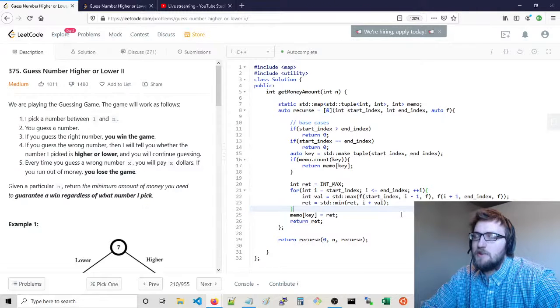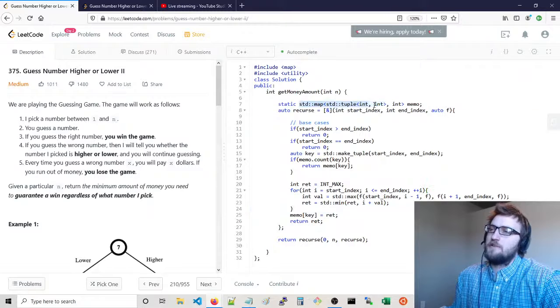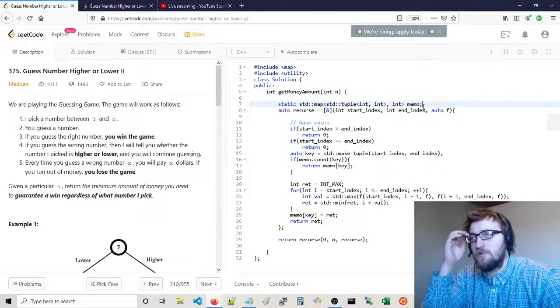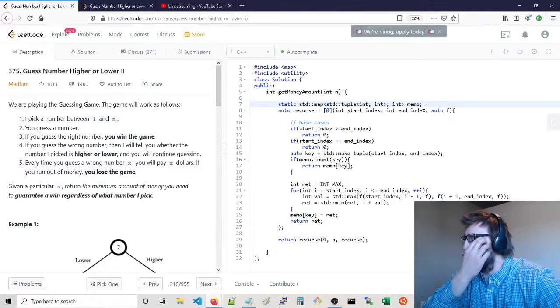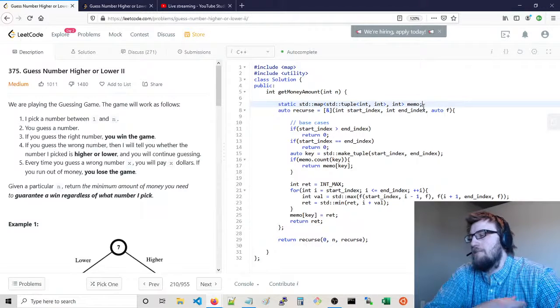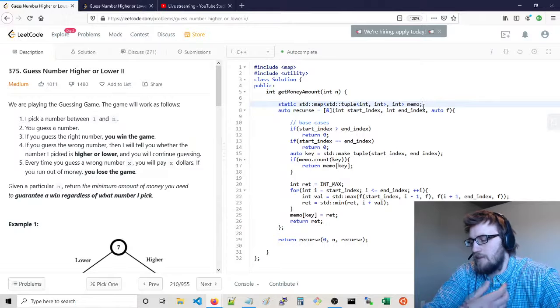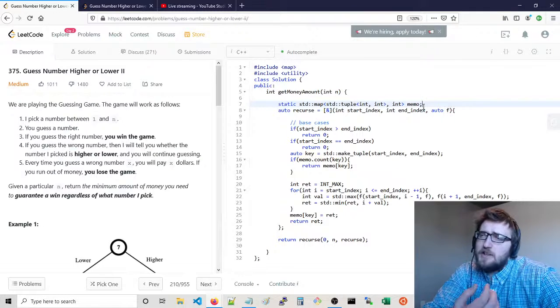And then we can memoize across function calls by making the memo static. We could also have defined our own hash function to make this an unordered map, so that it would be expected or amortized cubic, rather than cubic times log n, which is what it is right now. So yeah, that's fine, and that was enough for this problem. They put the range of values for n small enough that this would be sufficient.